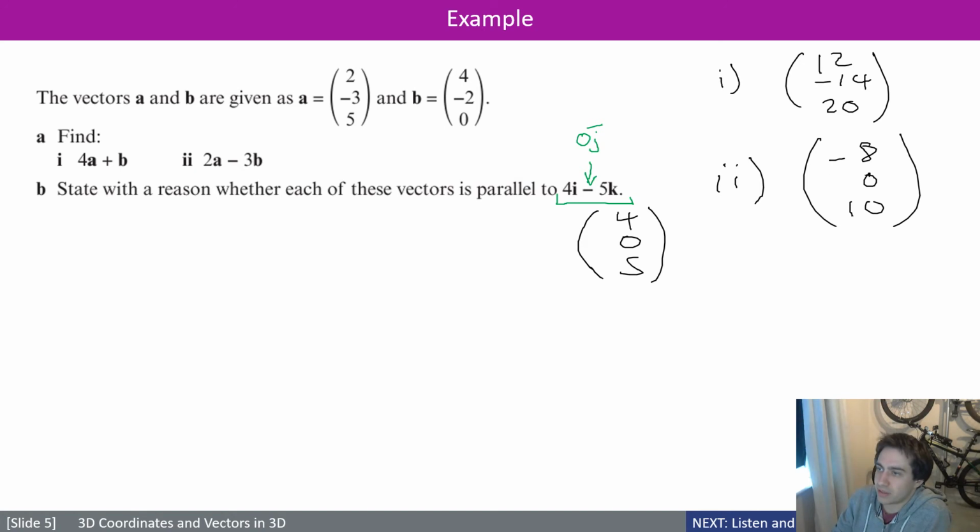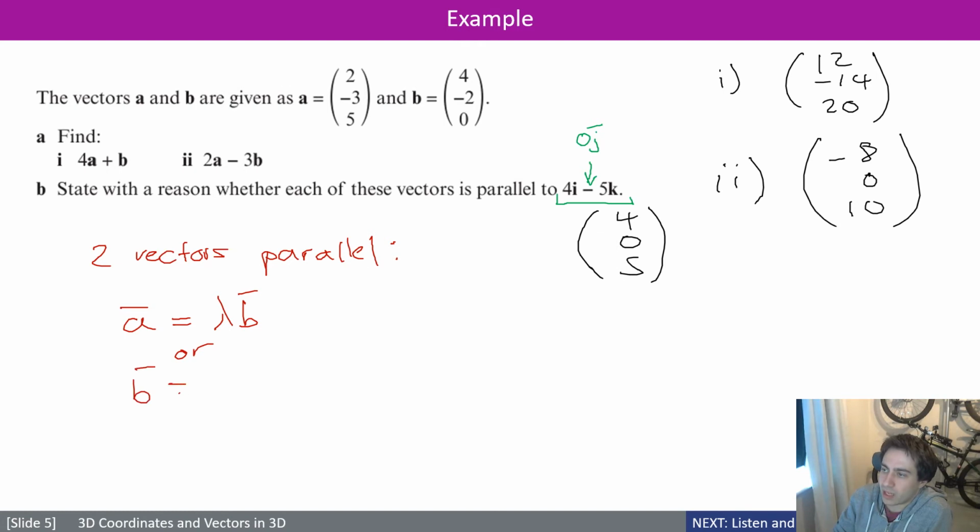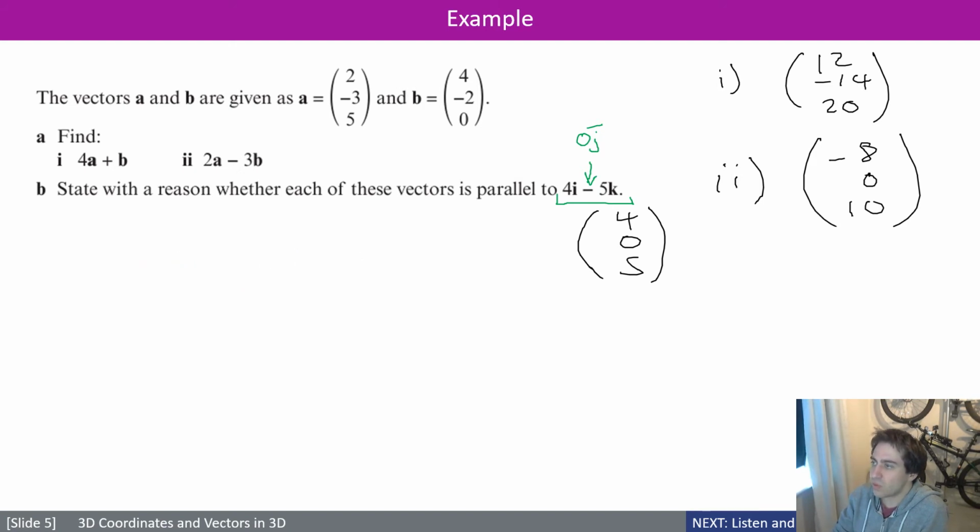State with reason whether each of these vectors is parallel. Remember, parallel is the same thing as saying that one of them, call it A, A equals lambda B, or B equals lambda A. In other words, one of the vectors is a multiple of the other. This A and B that I'm rubbing out now had nothing to do with the A and B in the question. I'm just talking about two generic vectors. So any two vectors that are multiples of each other are parallel.